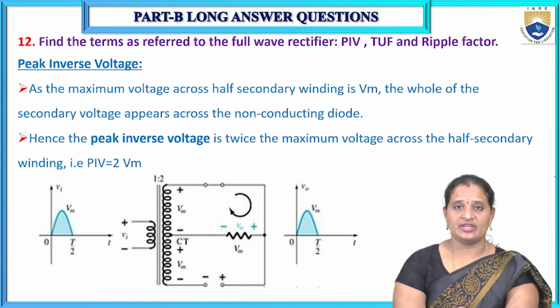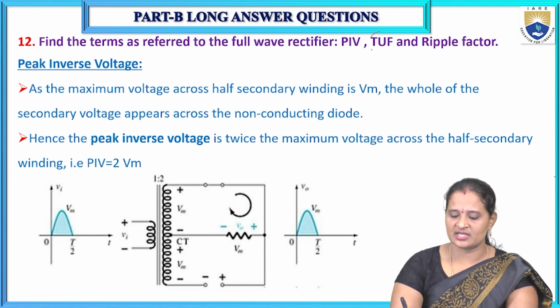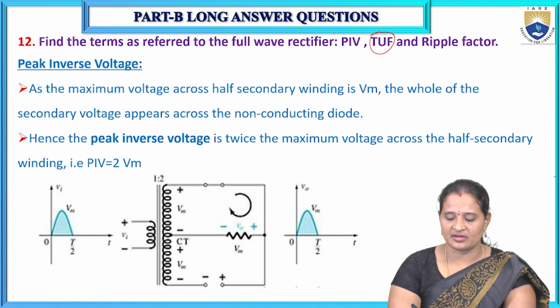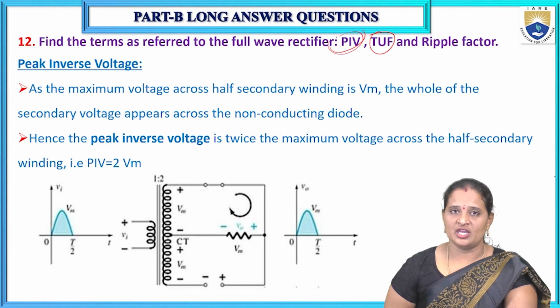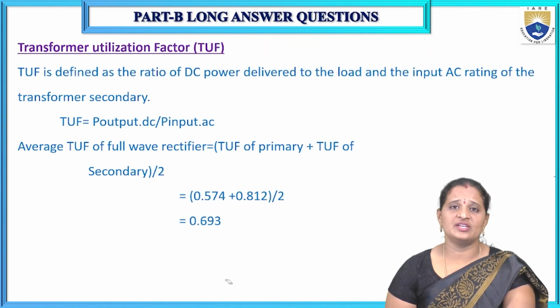Now, coming to the next one, find the terms referred to as full wave rectifier: PIV, TUF and ripple factor. TUF stands for transformer utilization factor. PIV stands for peak inverse voltage. So again, here also the same thing. Draw the circuit diagram of the full wave rectifier. Write down a few points regarding the full wave rectifier. And define each and every factor.